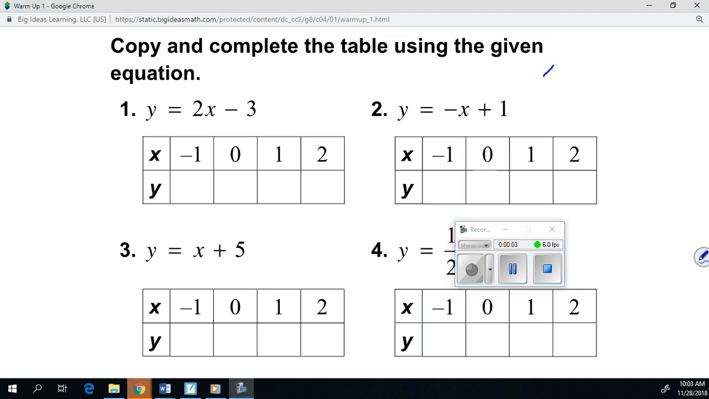All right, I'd like to welcome everyone to the 4.1 notes. We're not going to do number 2 here. We're not going to do number 4, but I want you to copy number 1 down and number 3, exactly what you see with the boxes. And then pause the video right now, do that, and then come back, and I'm going to do numbers 1 and 3 with you.